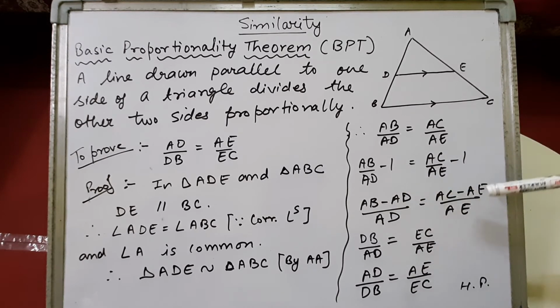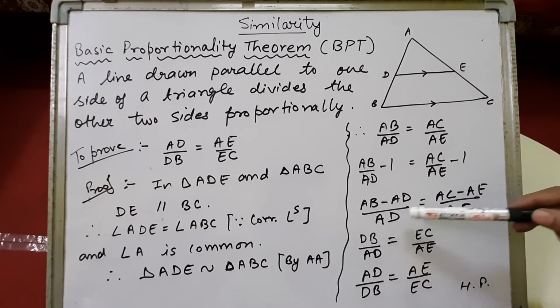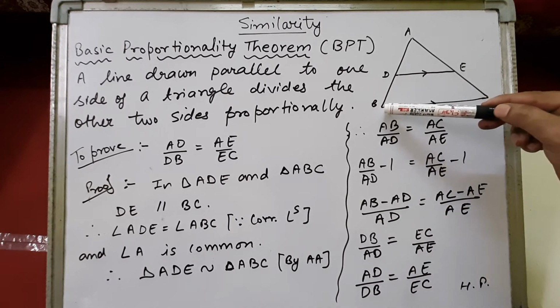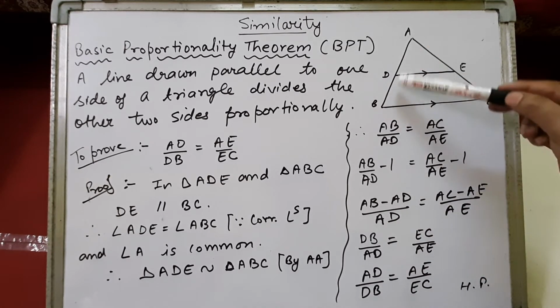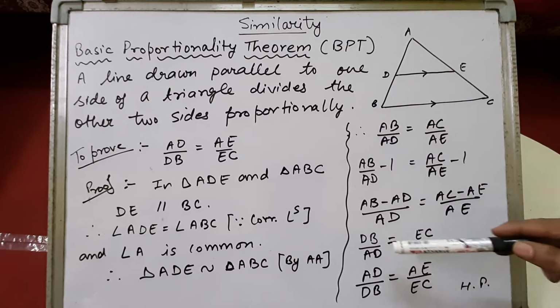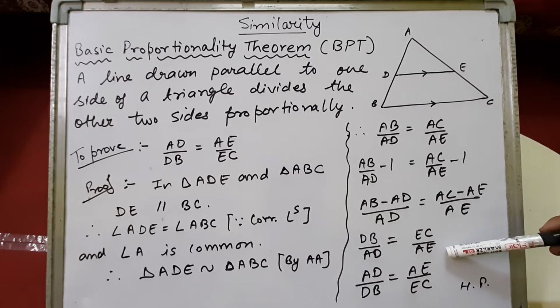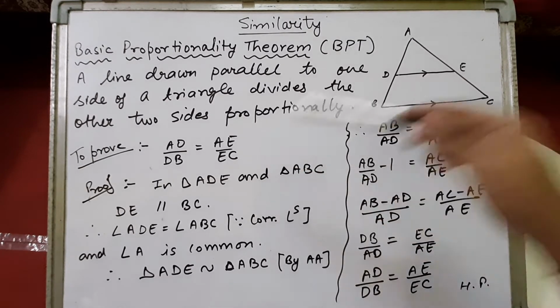If we subtract 1 and take the LCM, we'll get AB minus AD upon AD equals AC minus AE upon AE, right? And if you subtract AD from AB, you'll get DB. So in place of AB minus AD, I have written DB. Here EC upon AE will come, right? When we take the reciprocal on both sides, what will we get? AD upon DB equals AE upon EC. Alright children, this is what we had to prove. Hence proved.